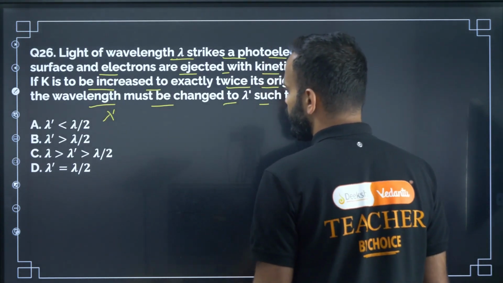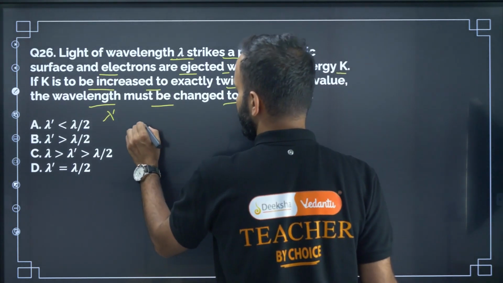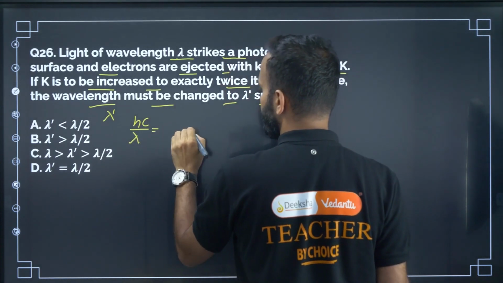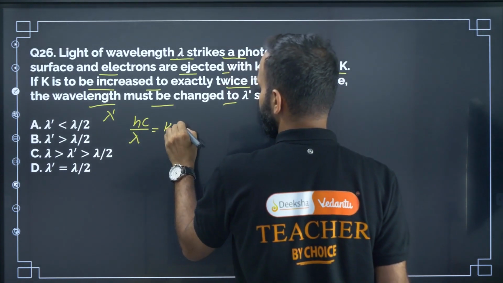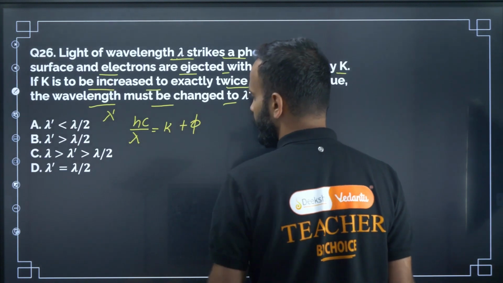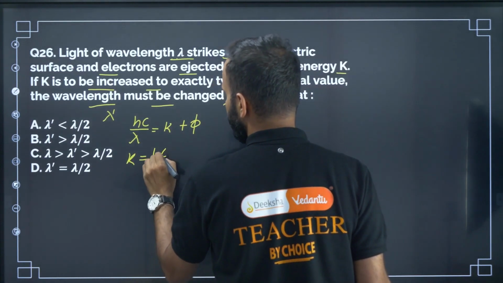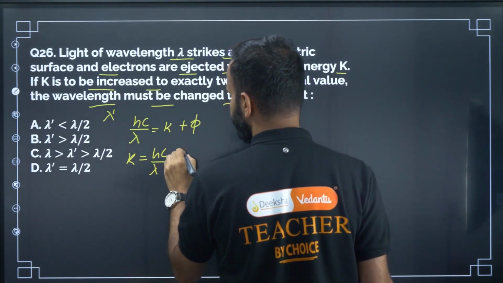Okay, so what is the photoelectric equation? Here the photoelectric equation: Hc by lambda, that is the energy of the incident light, equal to maximum kinetic energy plus phi, right? So I can rewrite this equation as K equal to Hc by lambda minus phi.